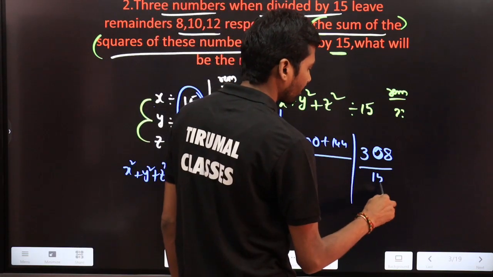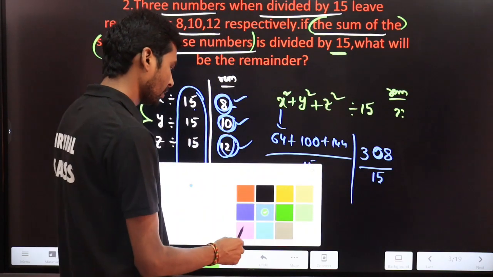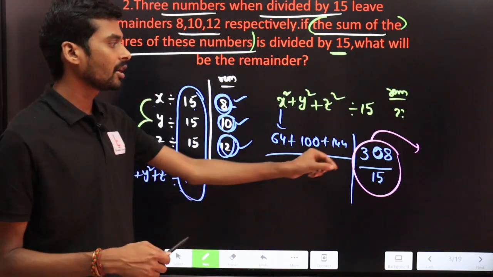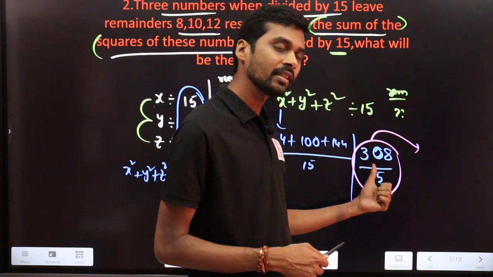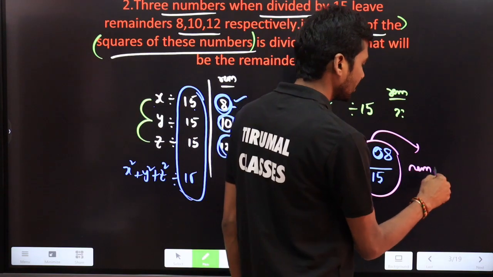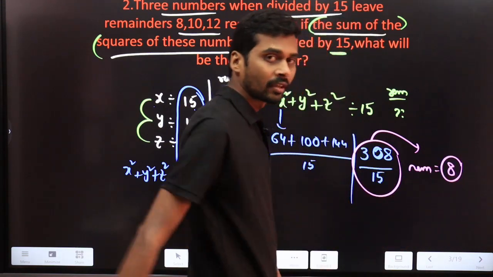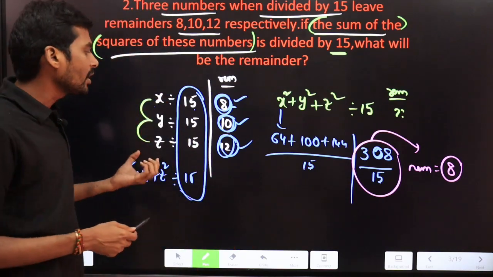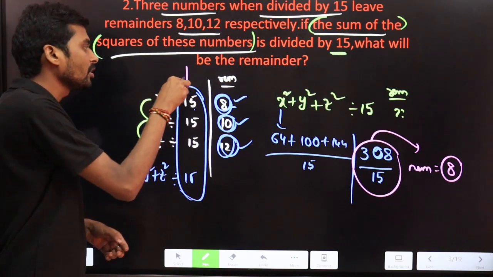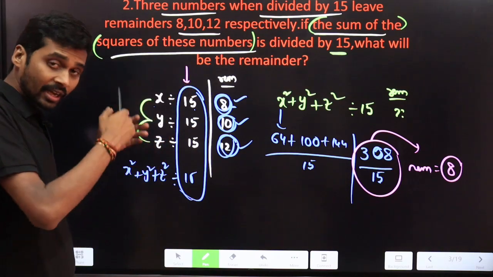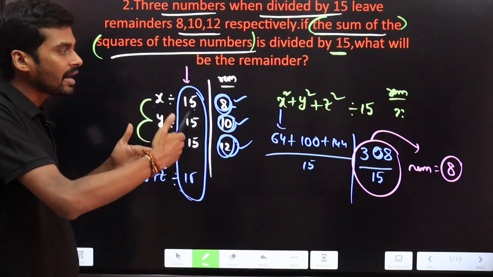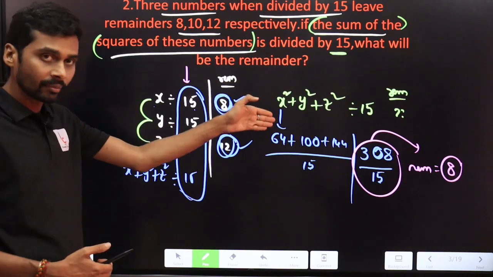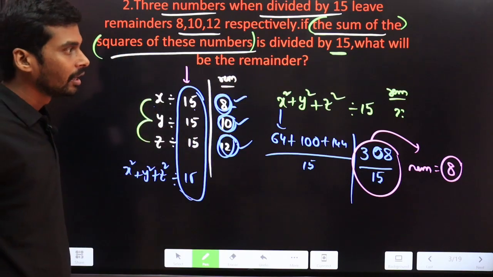308 divided by 15. When 308 is divided by 15, the final remainder is 8. So this is our final remainder. The concept is very simple. When we have different dividends and we are supposed to divide with the same divisor, and we get the respective remainders, we can consider those remainders as the main numbers. Is it clear?